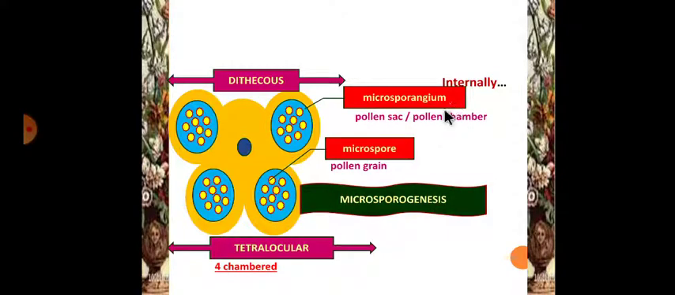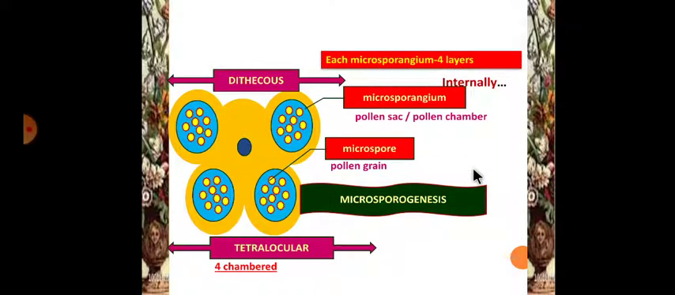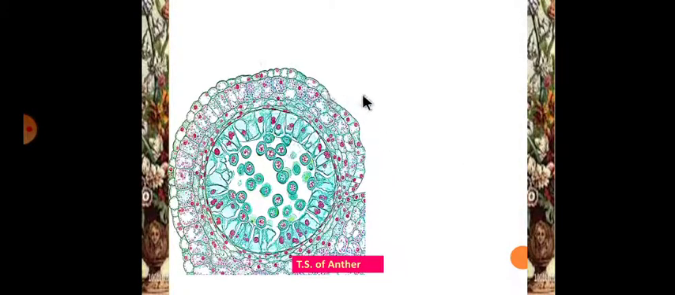The microspore cells which will be there will undergo a process called microsporogenesis so as to form pollen grains. Each microsporangium is made up of four protective layers. What are they? Let us try to understand. To understand the microsporangium, we have taken a transverse section of the anther. We have not taken four lobes, we have taken only one lobe.